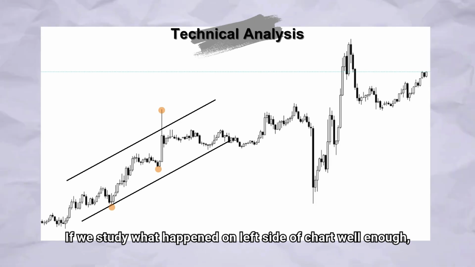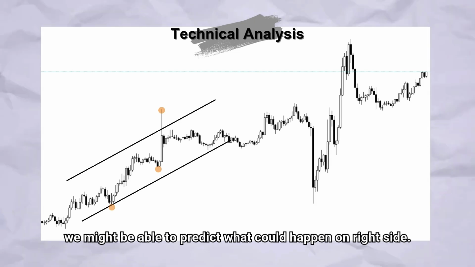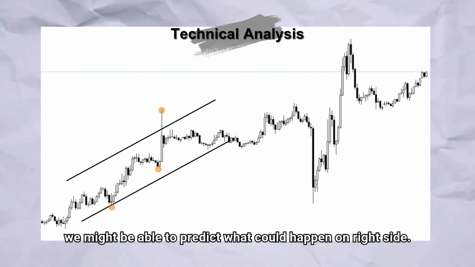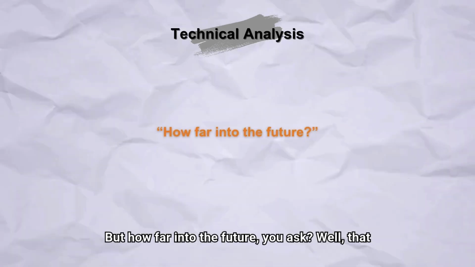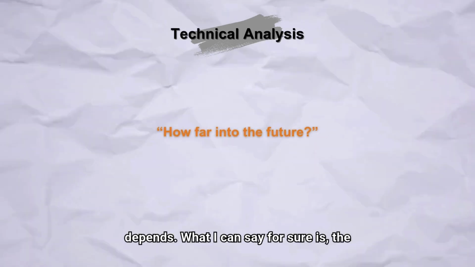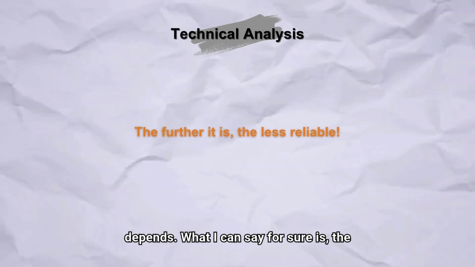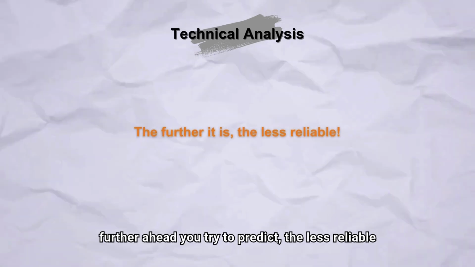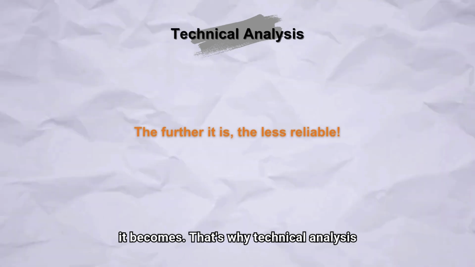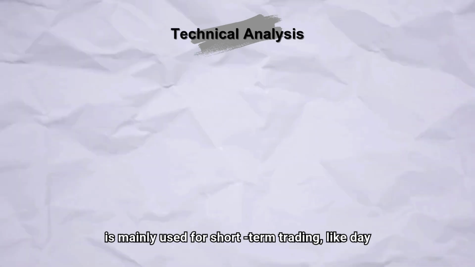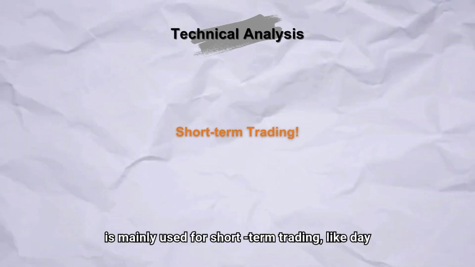If we study what happened on the left side of the chart well enough, we might be able to predict what could happen on the right side. But how far into the future, you ask? Well, that depends. What I can say for sure is, the further ahead you try to predict, the less reliable it becomes. That's why technical analysis is mainly used for short-term trading, like day trading.